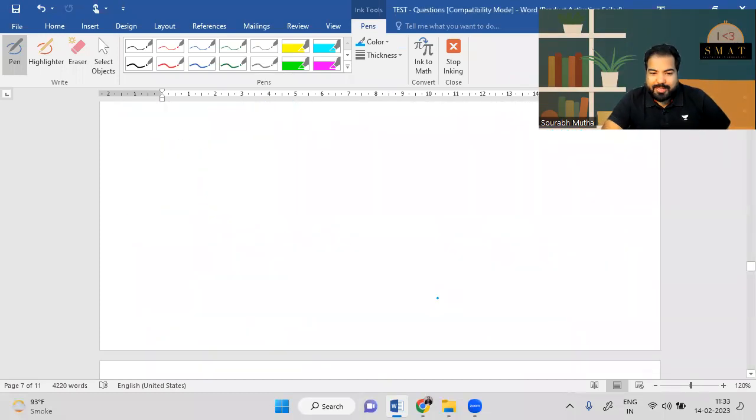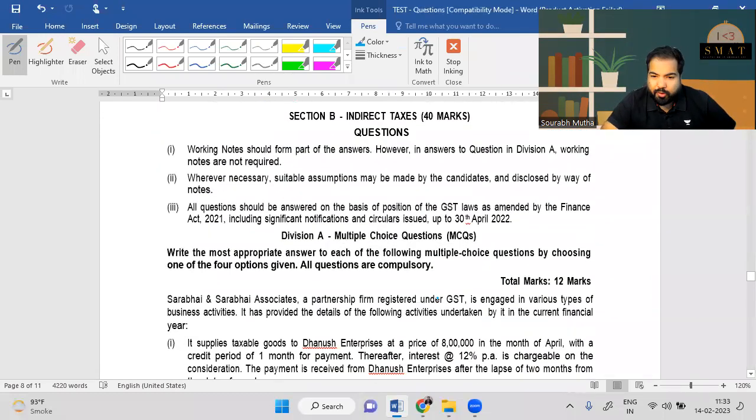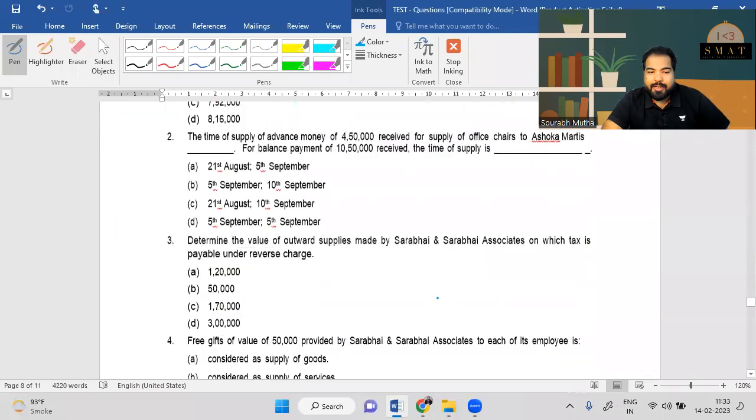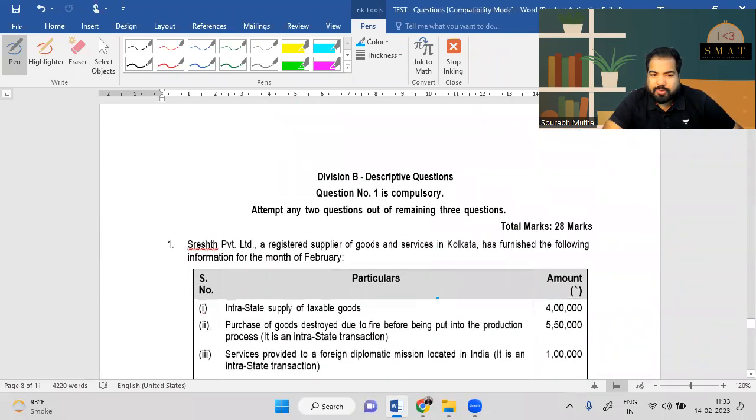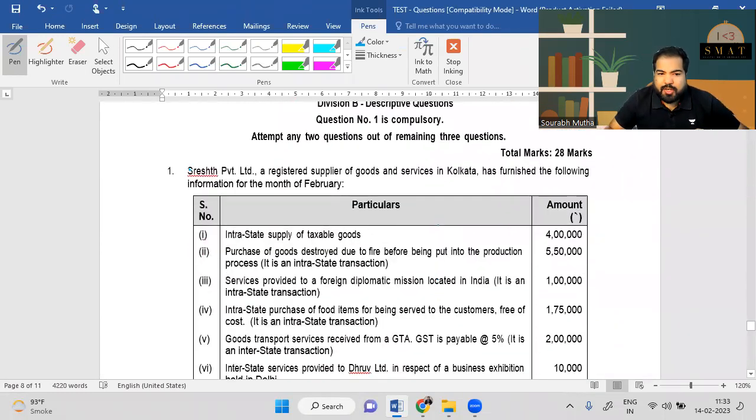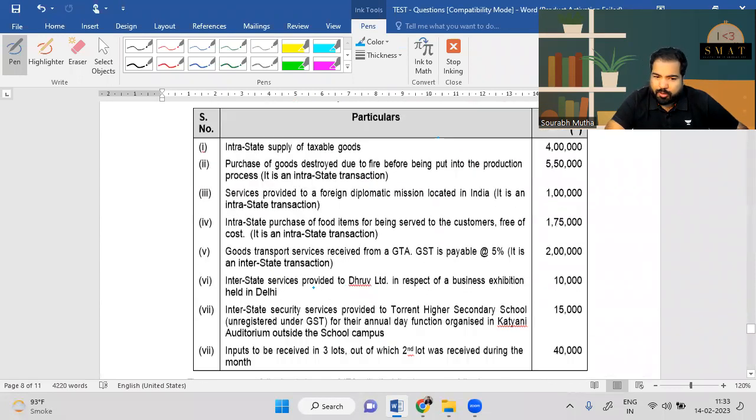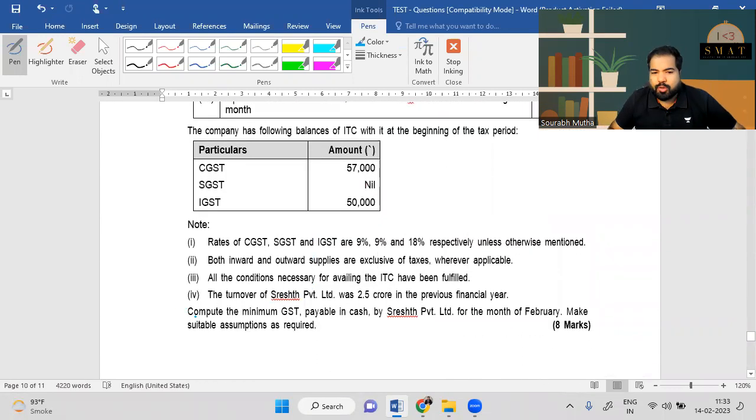All right, let's do GST next. These are 40 marks, 12 marks of MCQs, which we've already discussed. Now let's go to the main question, guys. This is Shresth Private Limited, a registered supplier of goods and services in Kolkata. It has furnished the following information for the month of February. What have they asked? Compute the minimum amount of GST payable in cash by Shresth Private Limited.